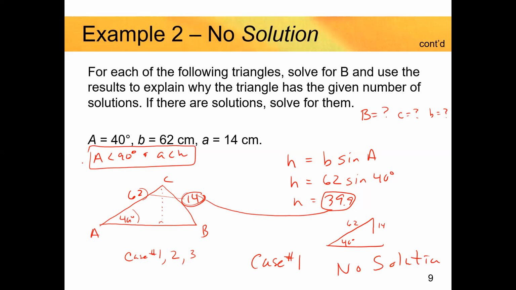So that's what we did for the answer. So the answer is no solution. The reason for it is because this condition is what was met.